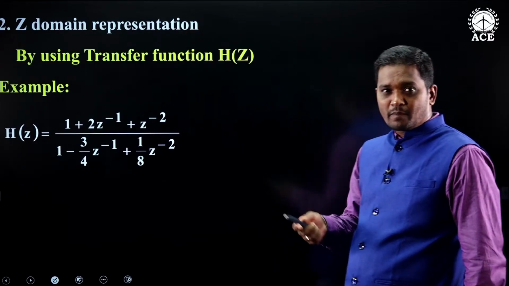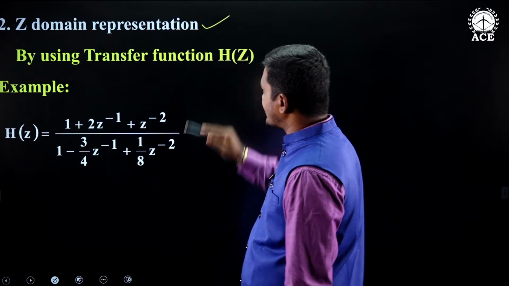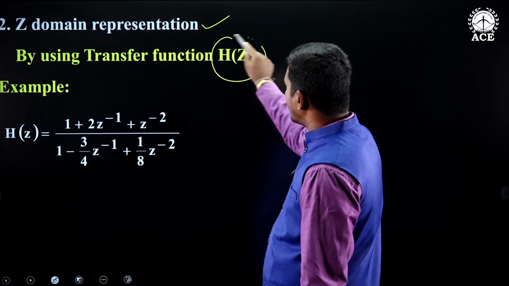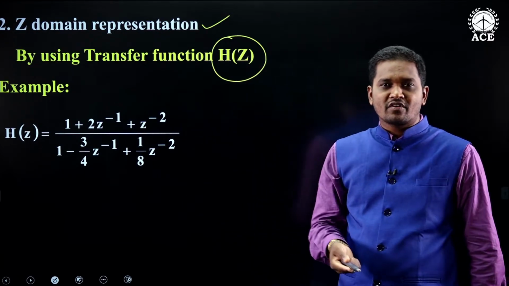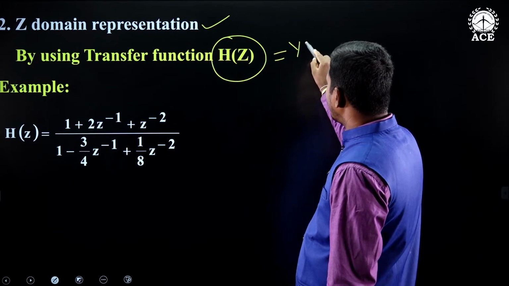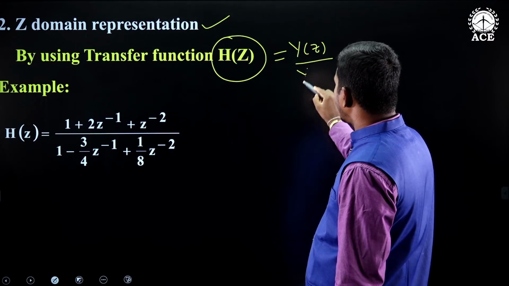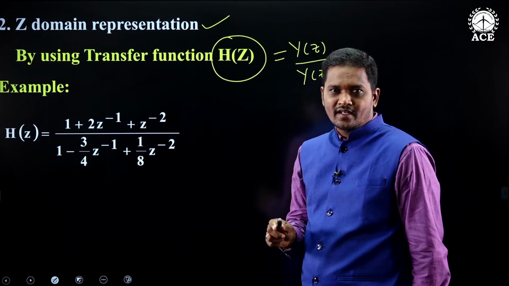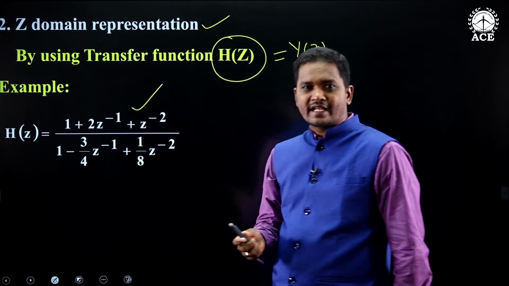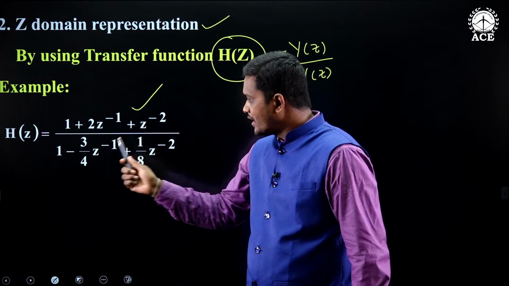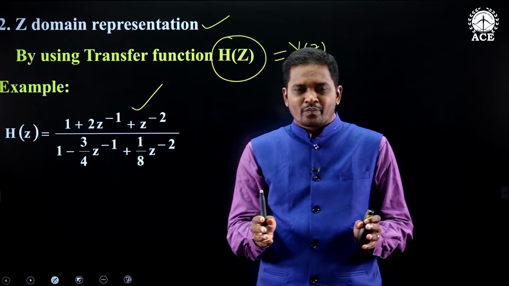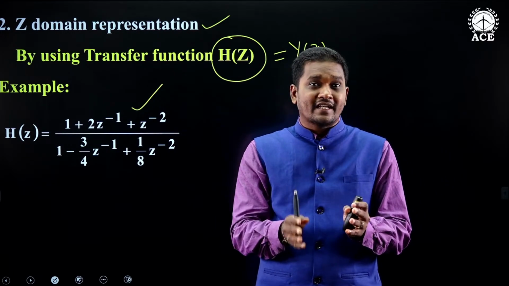Another way of representing the digital filter is Z domain representation. In the Z domain representation, we represent it by using the transfer function H of z. The transfer function is also called the system function. What is H of z? It is the ratio of the Z transform of the output to the Z transform of the input. One example of a transfer function is H of z equals 1 plus 2 z inverse plus z power minus 2, divided by 1 minus 3 by 4 z inverse plus 1 by 8 z power minus 2. So, we have seen the ways to represent digital filters.